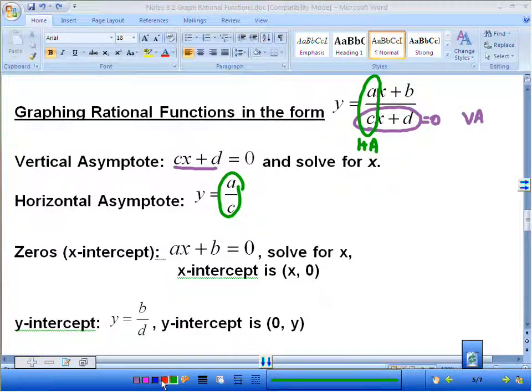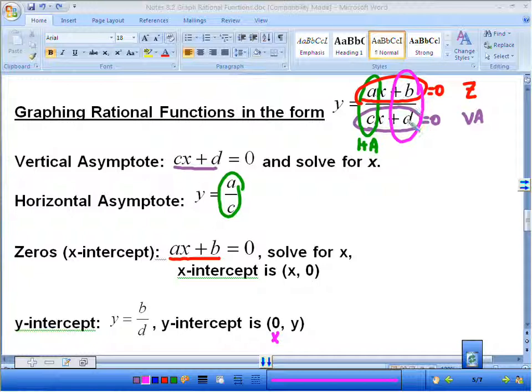The zeros, or the x-intercept, came from ax plus b, from the numerator. So I set the numerator equal to 0. That's going to give us our zeros. The last one is the y-intercept, which is b over d. Remember we said when x is 0, what's y going to be? If I plug in a 0 here, y is going to be whatever b over d is. So that is my y-intercept. Let's use that to do the next one.